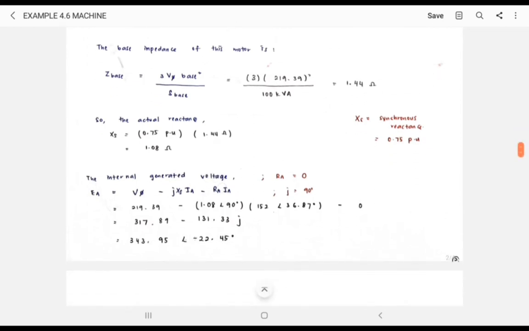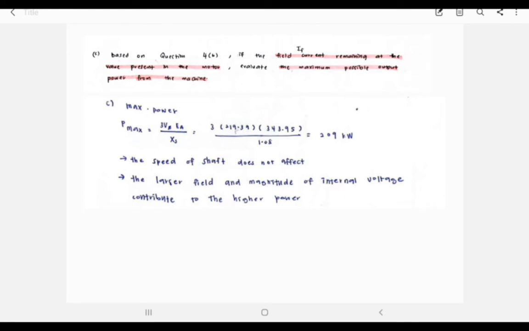Lastly, we will find the internal generated voltage. We will use this equation: EA equals V phase minus jXS IA minus RA IA. For RA equal to 0, and for j we will use 90 degree. The final answer is 343.95 at negative 22.45 degree.